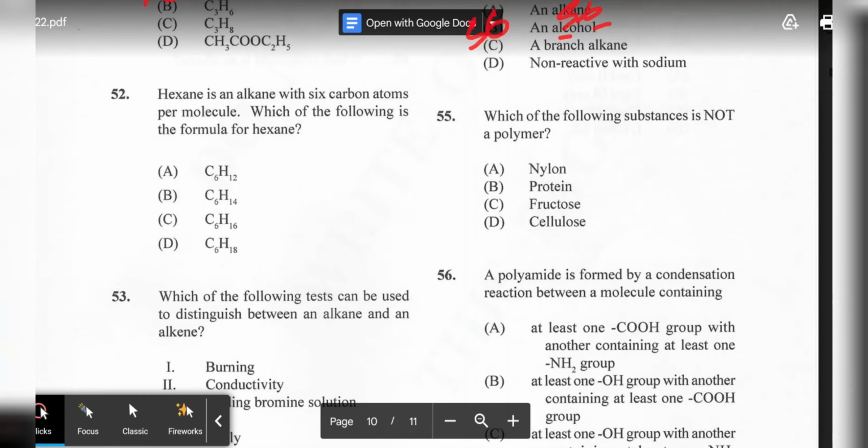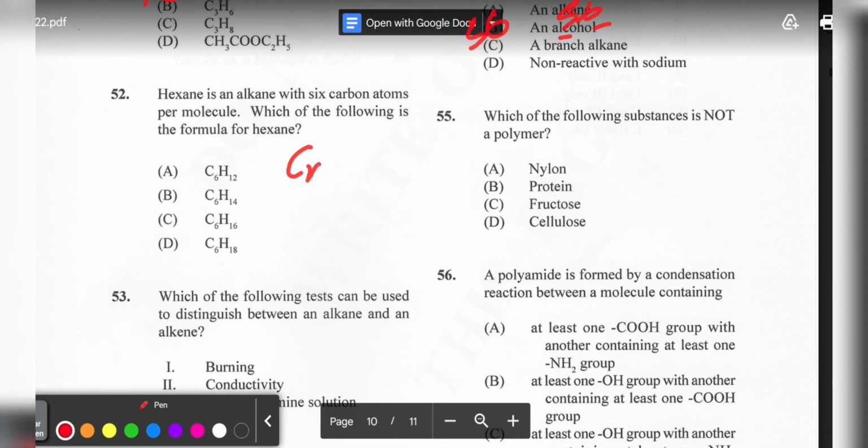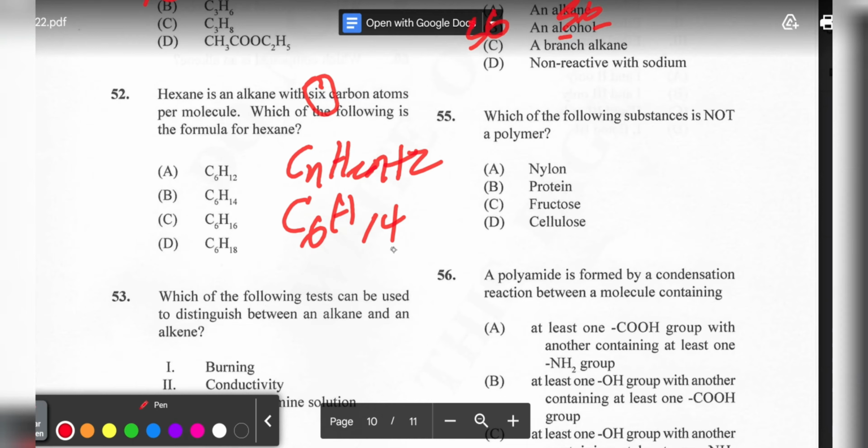52. Hexane is an alkane with 6 carbon atoms per molecule. Which of the following is the formula of hexane? So you're now looking at an alkane, and the general formula of alkanes is CnH2n+2. So since hexane has 6 carbons, you're going to replace the n with 6. So this is going to become C6, and then H, 2 times 6 is 12 plus 2, so that is 14. C6H14. So your answer there is B.